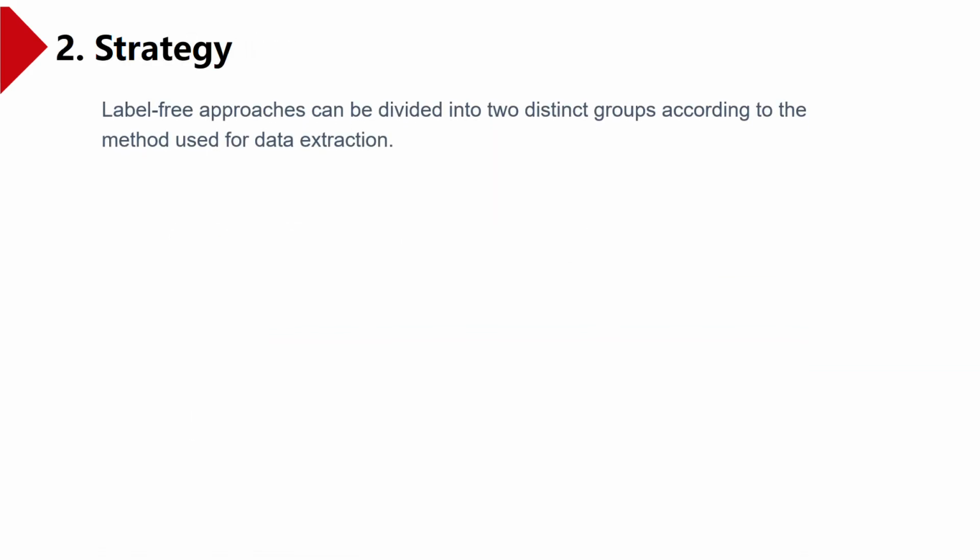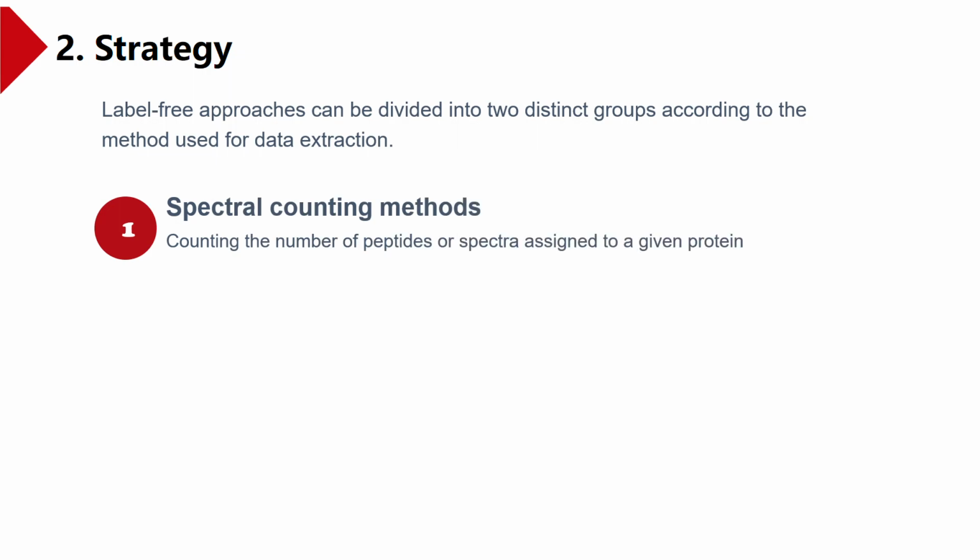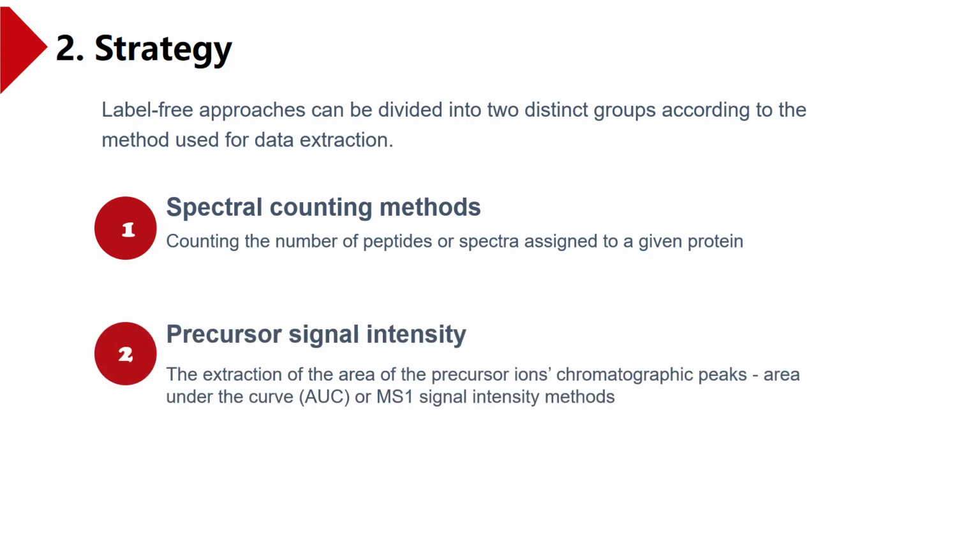In general, label-free approaches can be divided into two distinct groups, according to the method used for data extraction. The quantification can be inferred by counting the number of peptides or spectra assigned to a given protein, and therefore are generically called spectral counting methods. On the other hand, when liquid chromatography is coupled with mass spectrometry, quantitative values can be measured through the extraction of the area of the precursor ion's chromatographic peaks, the area under the curve, or signal intensity methods.